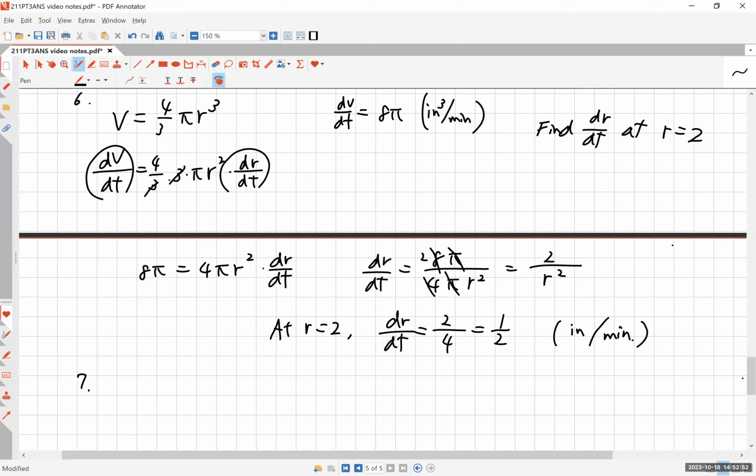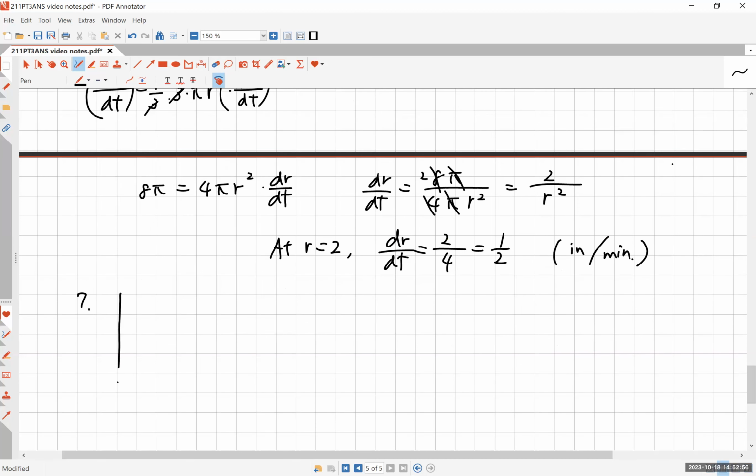Okay, number 7, 25-foot ladder. Ever famous calculus problem in related rates. The sliding ladder problem. It's 25 feet, leaning against the wall, and the bottom of the ladder is sliding away at 1 foot per second. How fast is the top of the ladder decreasing? Let's call this y and let's call this x.